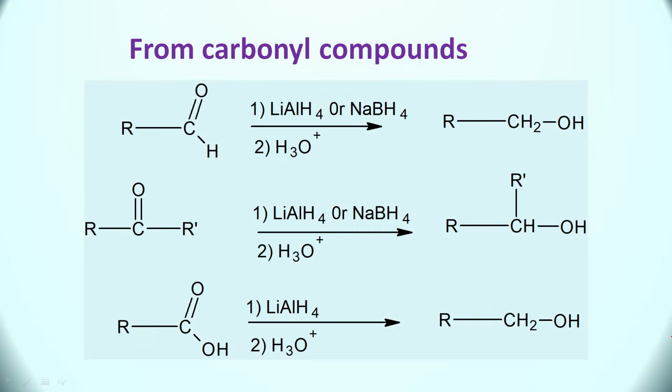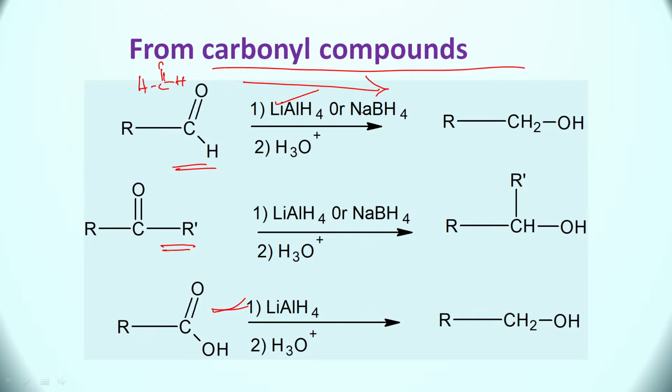What is the other method? You can prepare alcohols from carbonyl compounds by reduction. When you reduce aldehydes or ketones and also carboxylic acids, you will get alcohols. Suppose you take formaldehyde, H C double bond O H. When you treat with lithium aluminum hydride or sodium borohydride, these are reducing agents, hydride donors, and here there is a formation of CH3OH, methyl alcohol.